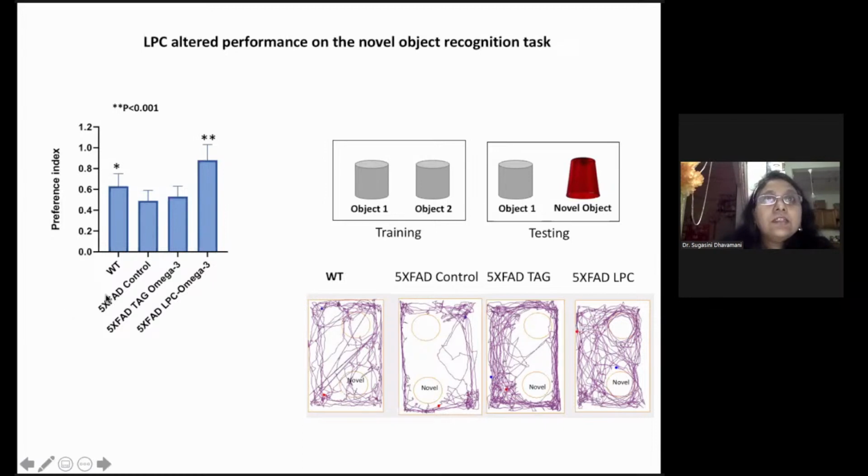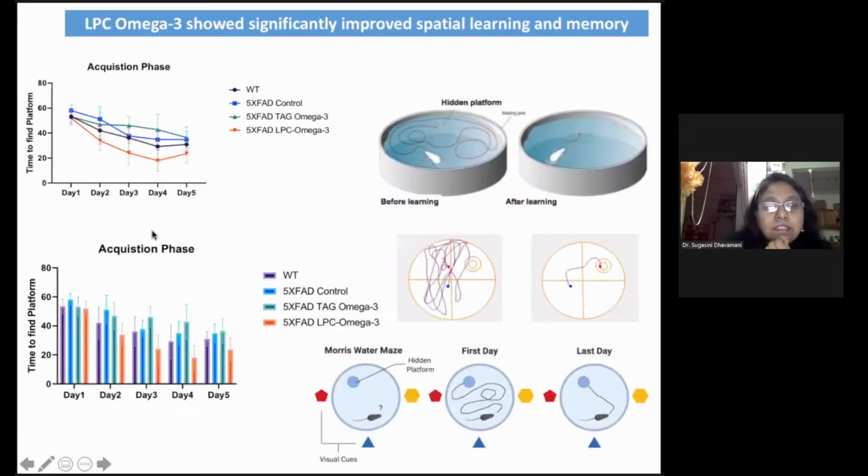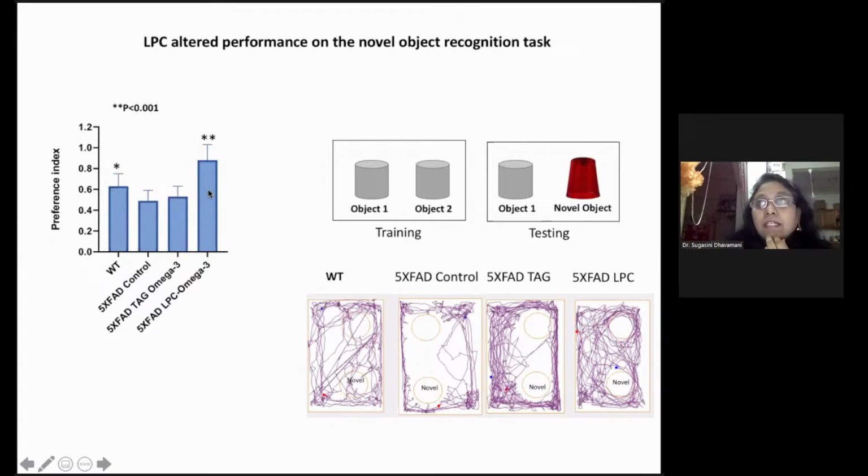We next evaluated the effect of LPC treatment on memory relevant behavior using the novel object recognition test. Here we measured the time spent with each object, and the discrimination index and preference index were calculated. In the 5XFAD mice, the performance in novel object recognition improved with LPC omega-3. The performance was 13% higher and 25% higher with LPC treatment when compared to 5XFAD control and 5XFAD TAG mice. This data supports that LPC omega-3 treatment improves memory relevant behavior in 5XFAD mice.